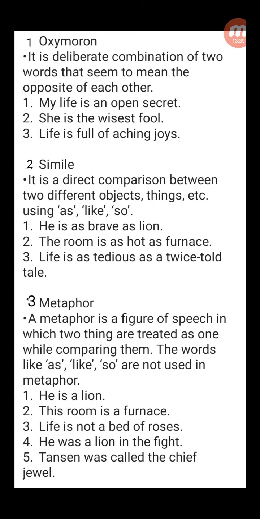So now let's start with the first one, oxymoron. It is a deliberate combination of two words that seem to mean opposite to each other. Two opposite words are used in a sentence. My life is an open secret. If it's open, it cannot be secret. If it's secret, it cannot be open. Second, she is the wisest fool. If she is wise, she cannot be a fool. If she is a fool, she cannot be wise. Opposite words. Life is full of aching joys.